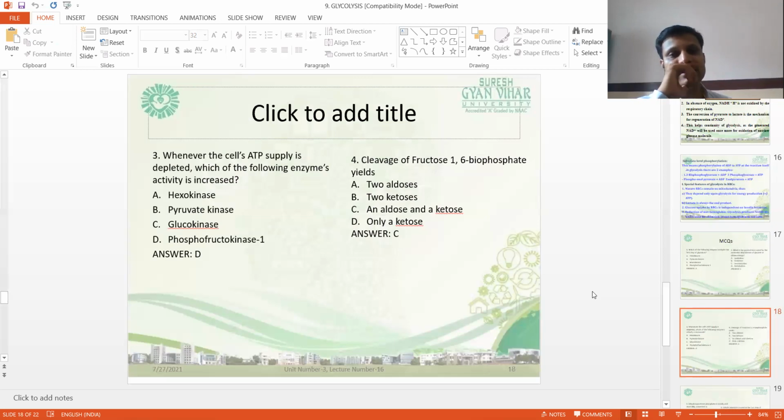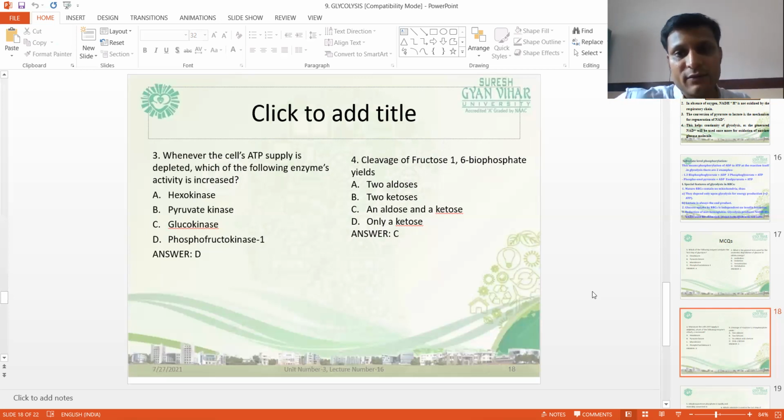Whenever the cell ATP supply is depleted, and the energy in the cell is getting depleted, which of the following enzyme activities is increased? That is the phosphofructokinase 1 enzyme, which will be activated.